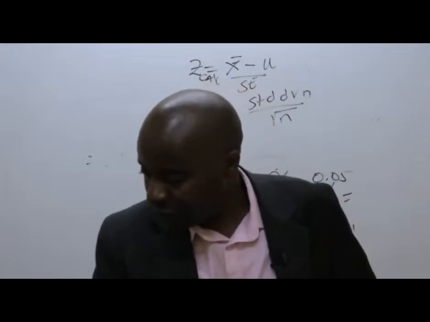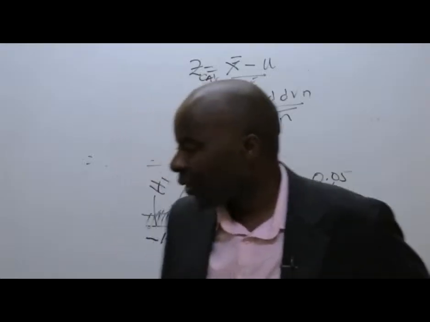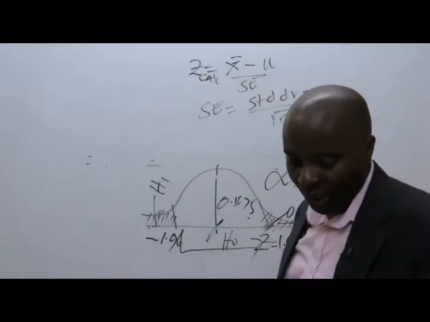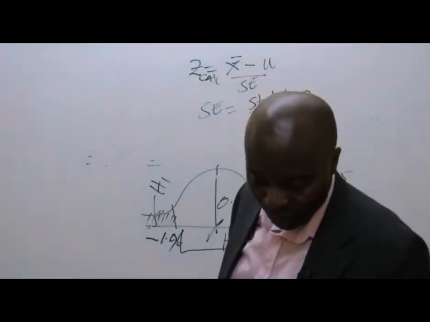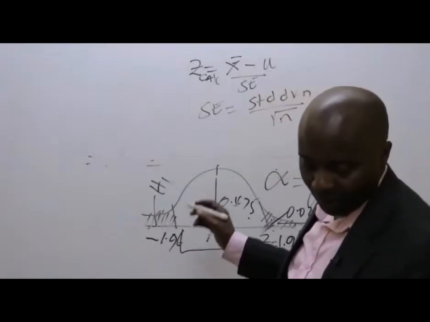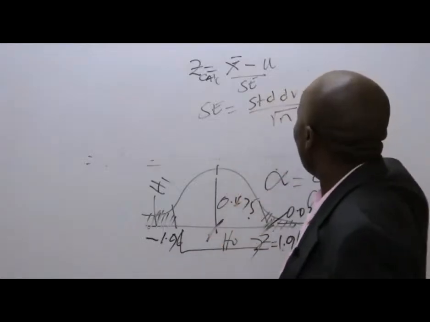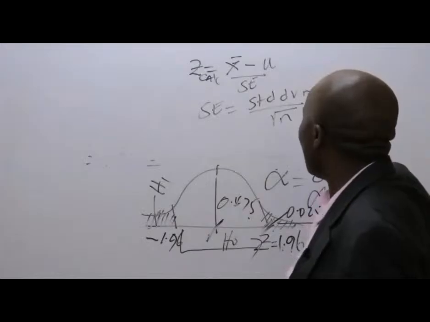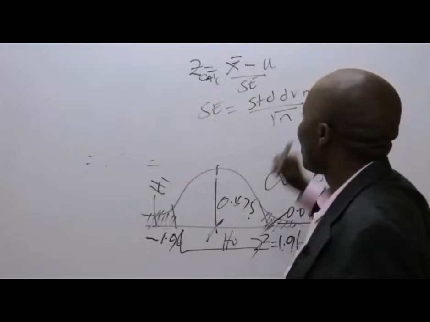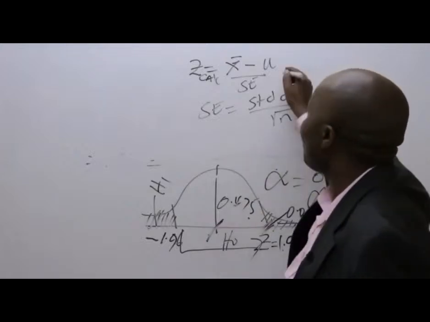Yes, I'm waiting for my students here to give me an answer. They're telling me that the standard deviation given in the question is 80, all over the square root of n, which is 100. The square root of 100 is 10, so 80 divided by 10 is 8. Once I'm there, ladies and gentlemen, I'll come and plug in here.